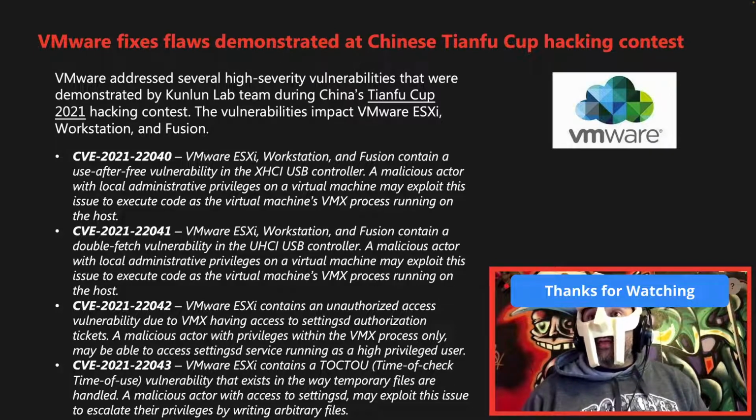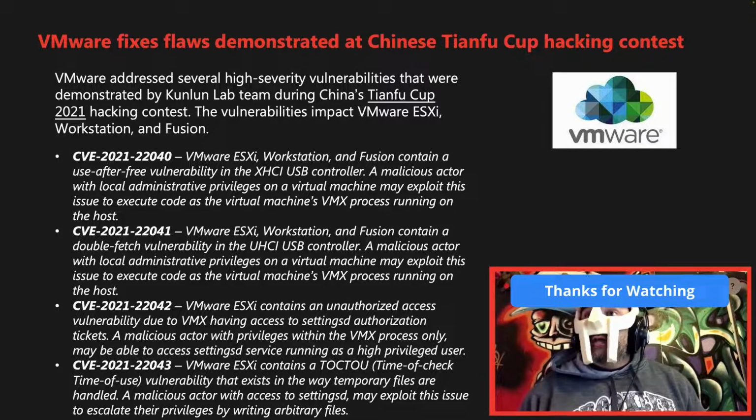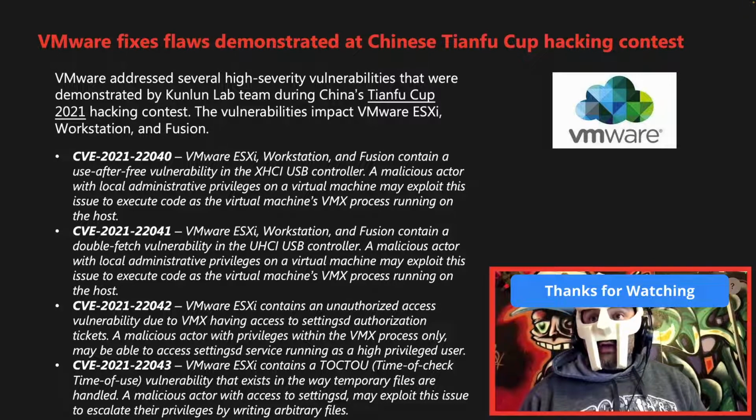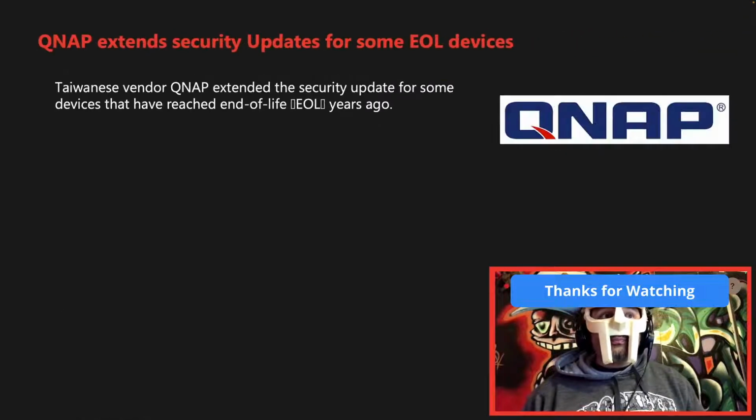VMware also reported that the white hat hackers that discovered the flaws first reported them to the Chinese government in accordance with a local law that orders researchers who discover a zero-day to share their findings with the government authorities.